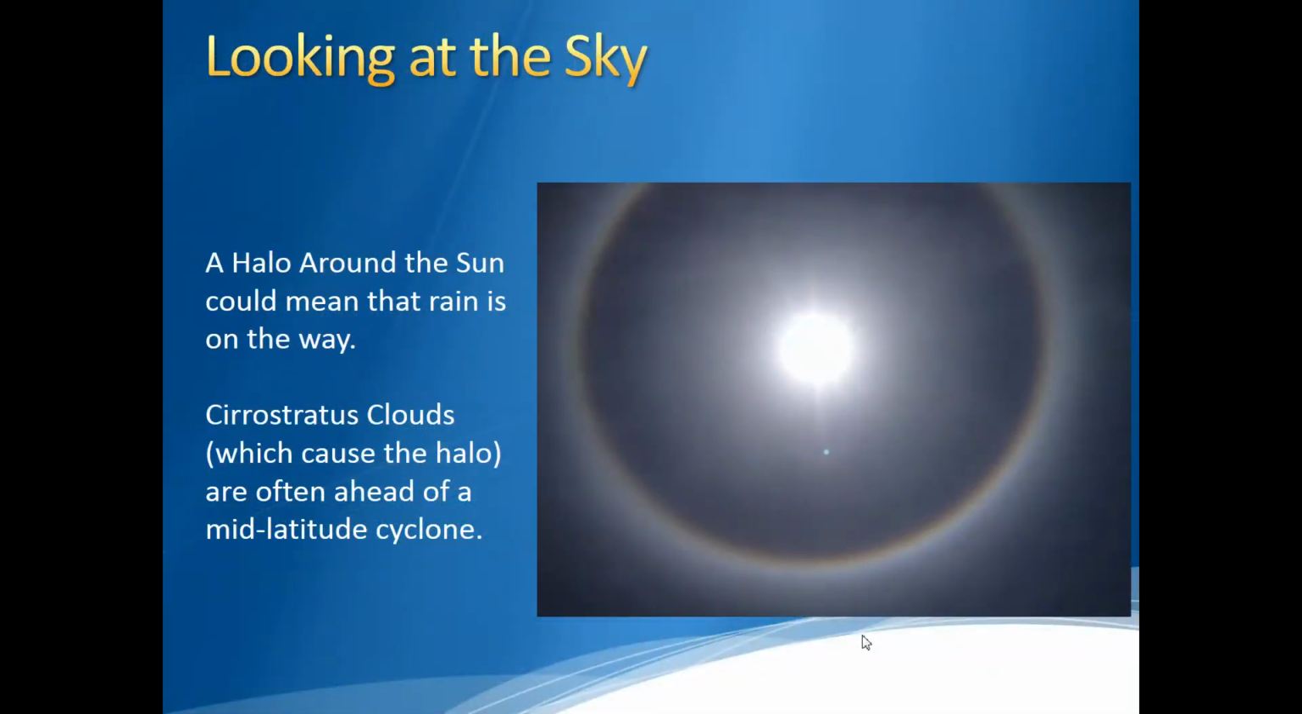Now, other ways that meteorologists can make forecasts simply involve looking at the sky. The sky can actually give us some pretty telltale signs about changing weather forecasts. For example, if you see a halo around the sun, that indicates the presence of cirrostratus clouds. These cirrostratus clouds usually indicate an approaching warm front, which then means an approaching mid-latitude cyclone. So we can look at the sky to get a pretty good indication of how precipitation might evolve over the next few days.